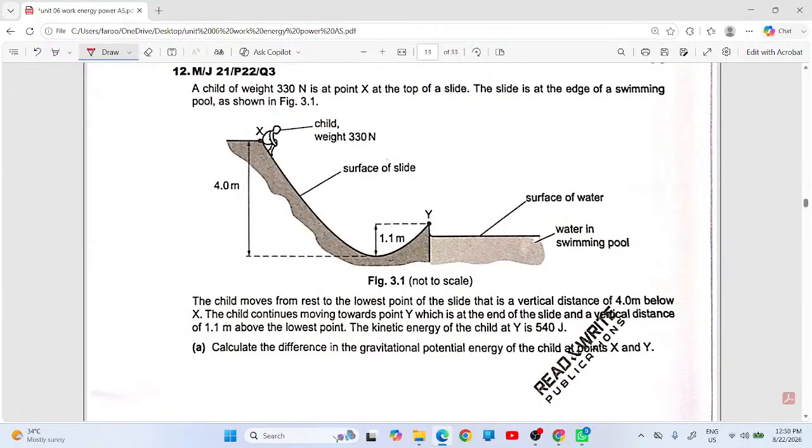Next, question number 12. A child of weight 330 Newton is at point X at the top of a slide, as shown in figure 3.1. The child is at point X. The vertical height is 4 and at point Y the vertical height is 1. Kinetic energy of the child at Y is 54.